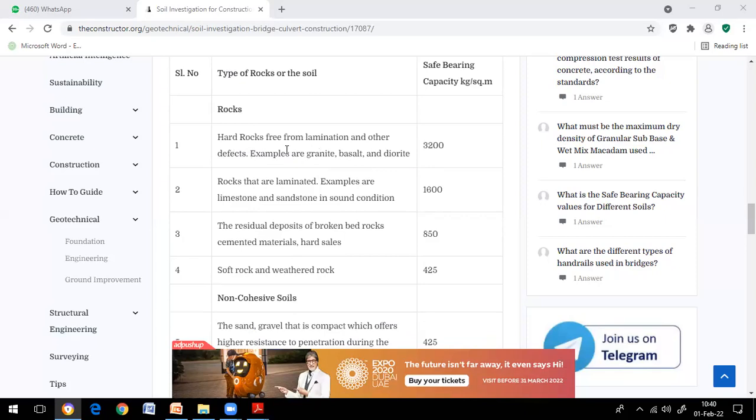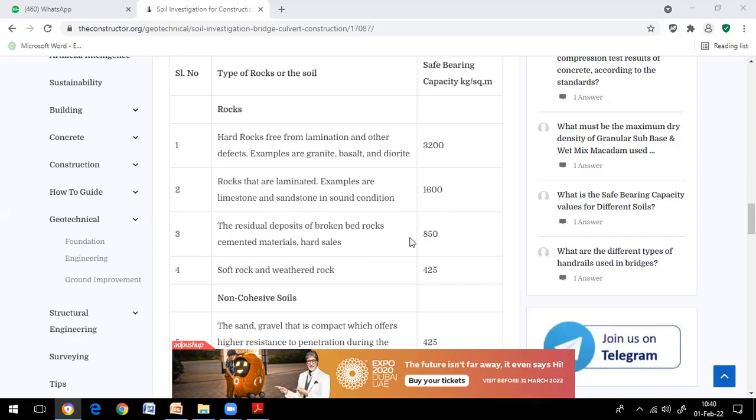If you find this kind of rock, the bearing capacity of this hardest rock is 3200 kg per square meter. Usually this is the bearing capacity, and based on it you decide the load to be transferred to that particular foundation. Next, rocks that are laminated, examples like limestone and sandstone, in sound condition, have a bearing capacity of 1600.